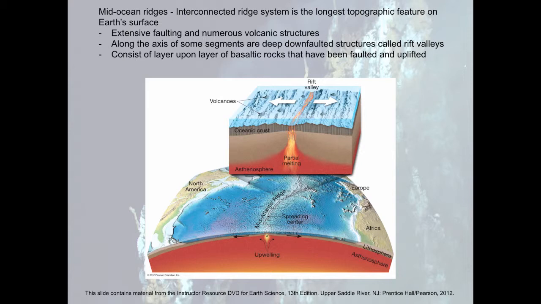Along mid-ocean ridges, there's extensive faulting and many volcanic structures. It's a really dynamic, tectonically and volcanically active place. Along the axis of some segments are normal faulted structures that are rift valleys, typically characterized by horsts and grabens, and by layers and layers of basaltic rocks that have been faulted and uplifted. Remember, it's the site of formation of new oceanic crust.